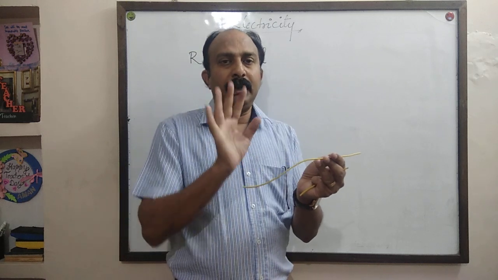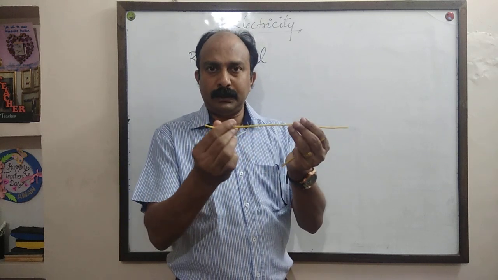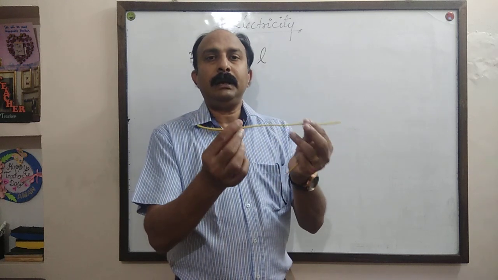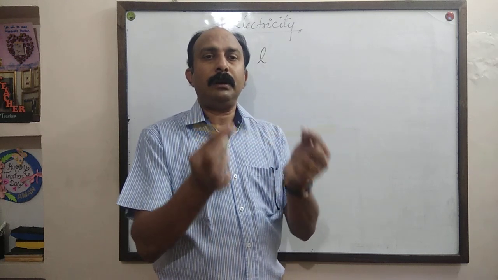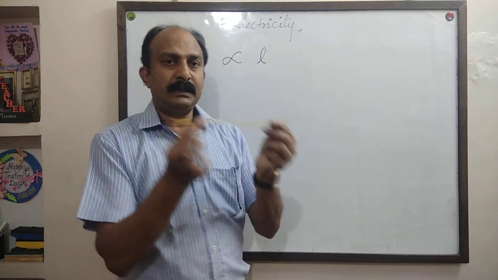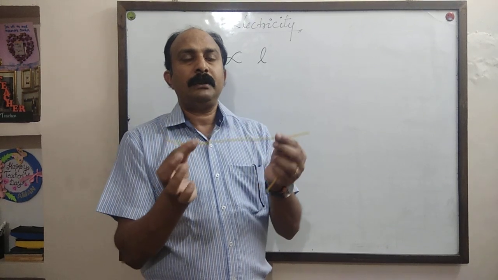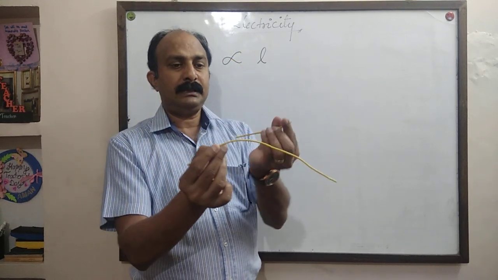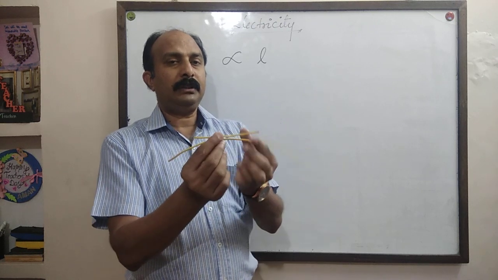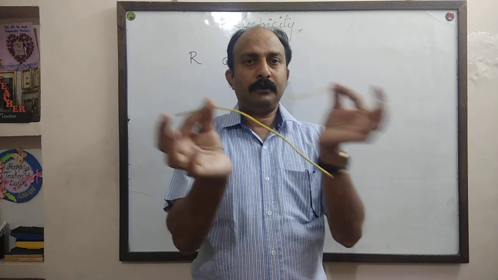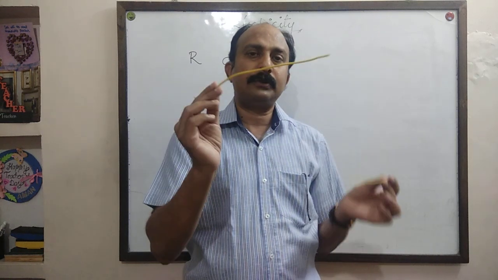Every point of this wire is opposing the flow of electric current through it. So as it travels more and more distance, it has to overcome more and more resistance. So the point is, when length increases, R increases, provided both the wires are of the same size. So when L increases, R also increases.